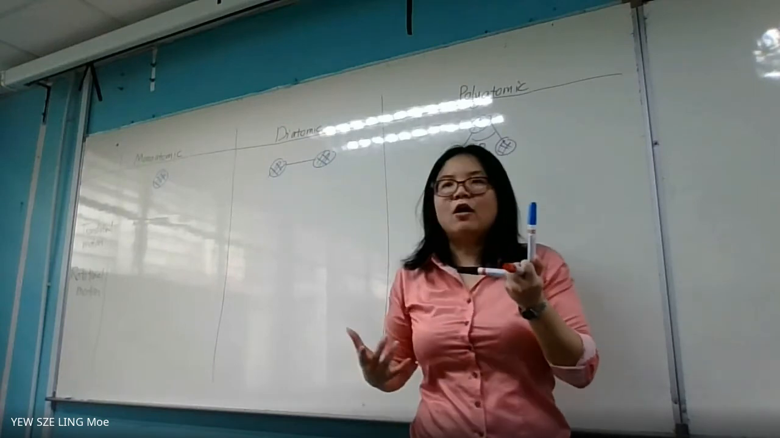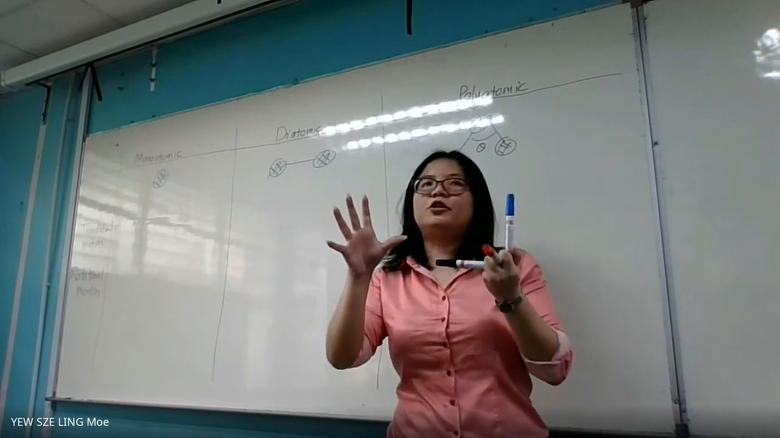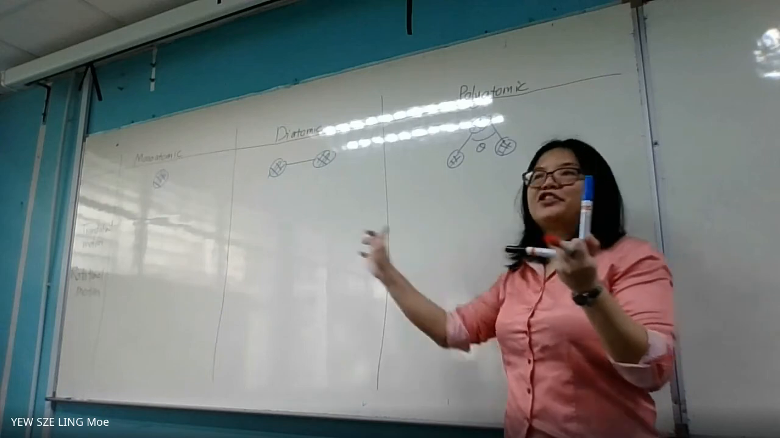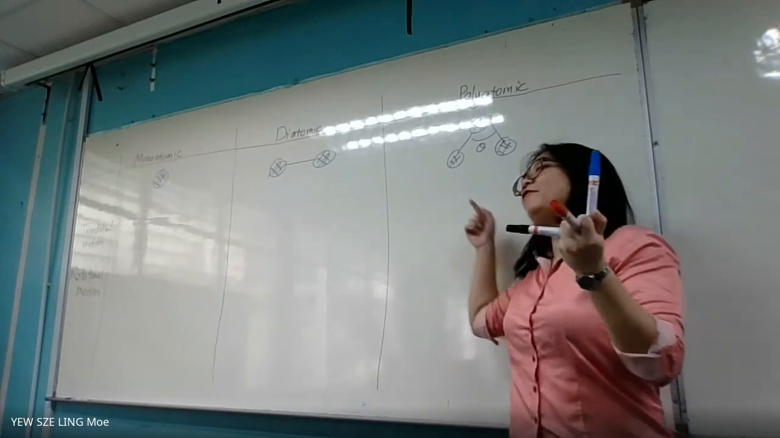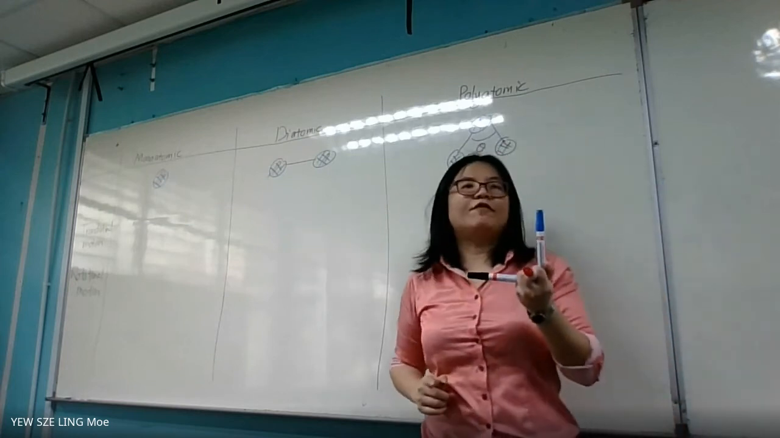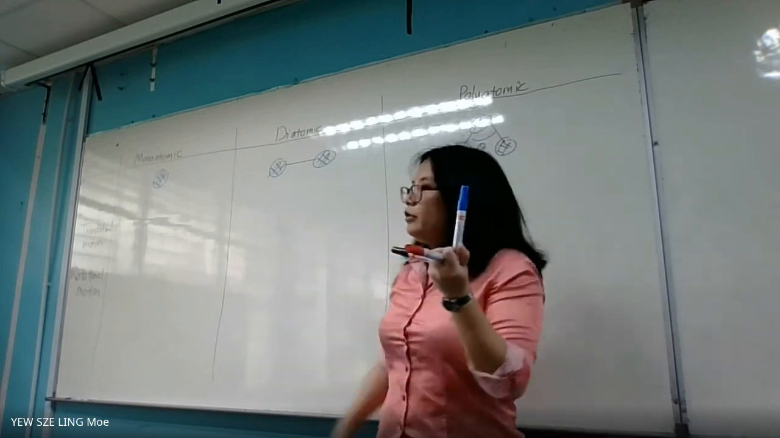So how do we tell whether it is out of the page or into the page? Into the page means the object is moving towards the paper, towards the whiteboard. It is going into the whiteboard, so we say into the page. If it is coming out from the whiteboard and moving towards you, then we call it out of the page. Right? So first example, monoatomic.